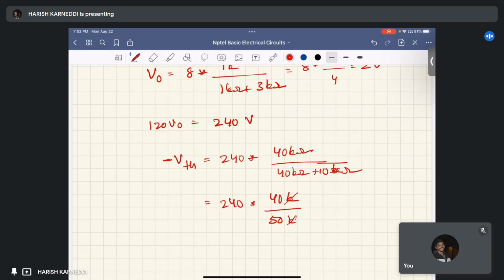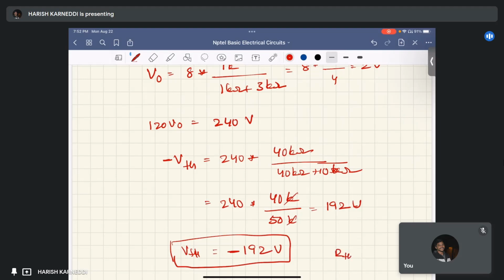What's the value? 240 into 40 by 50, which is 192 volts. So VTH equals minus 192 volts. Okay, we got the VTH. Now we have to find the RTH.